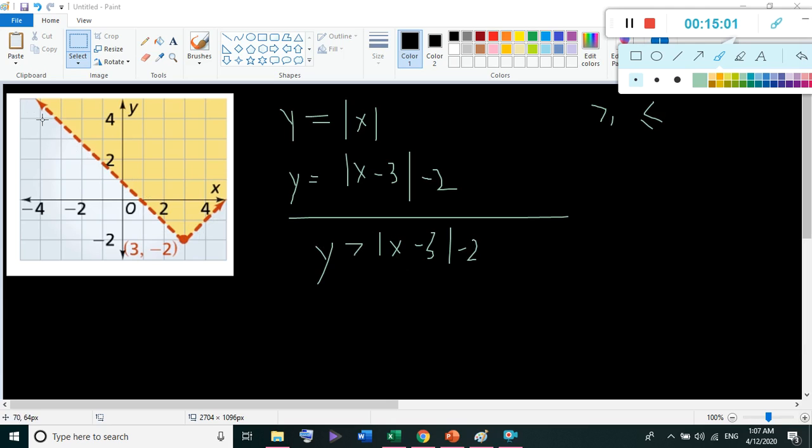Now, to check if it's greater than alone or greater than or equal to, we're going to see the boundary that we have. Is it a dashed line or a simple line? It's a dashed line, so it means it's going to be greater than, not greater than or equal. So this is going to be our answer. Let's check our answer together.